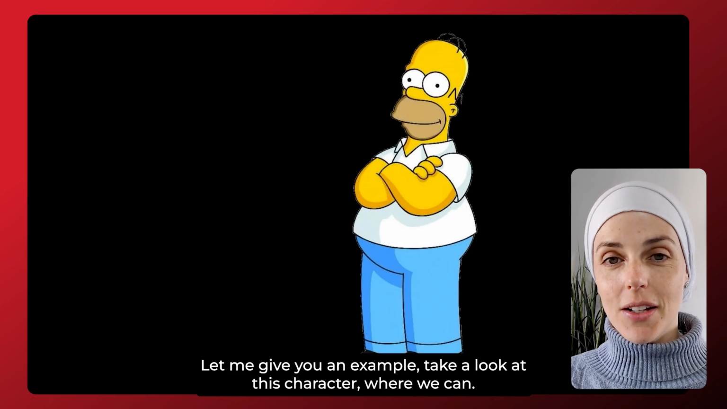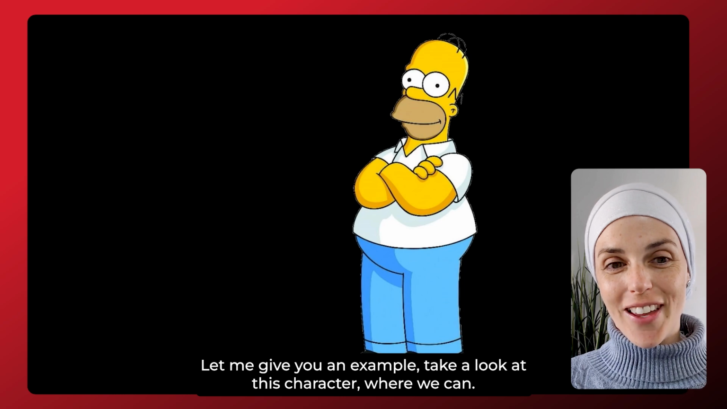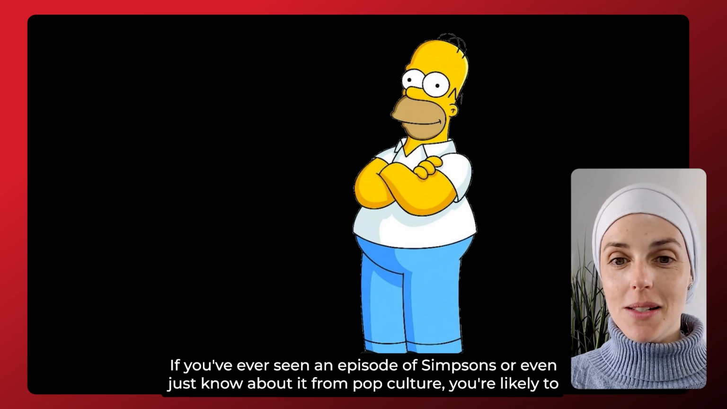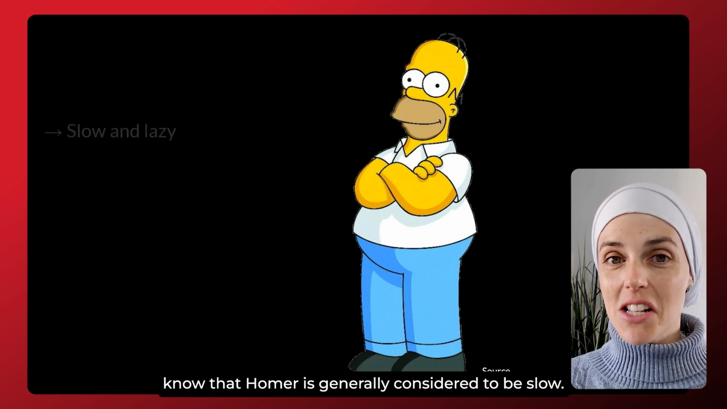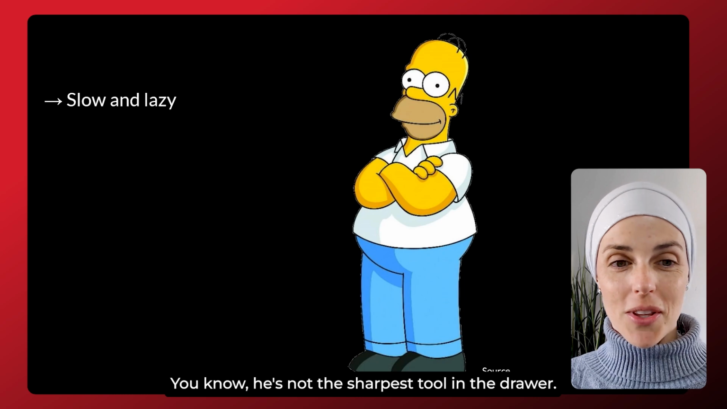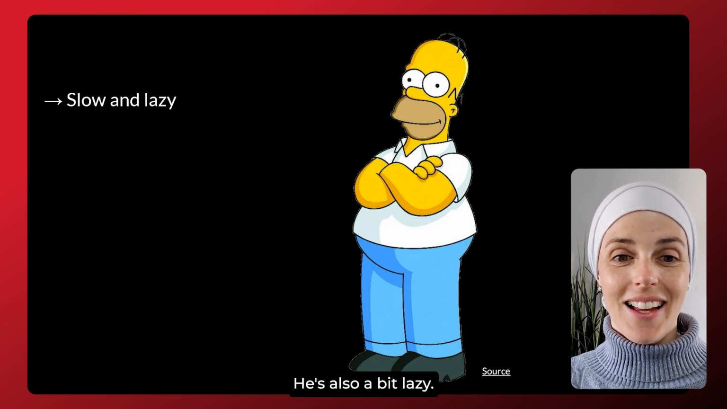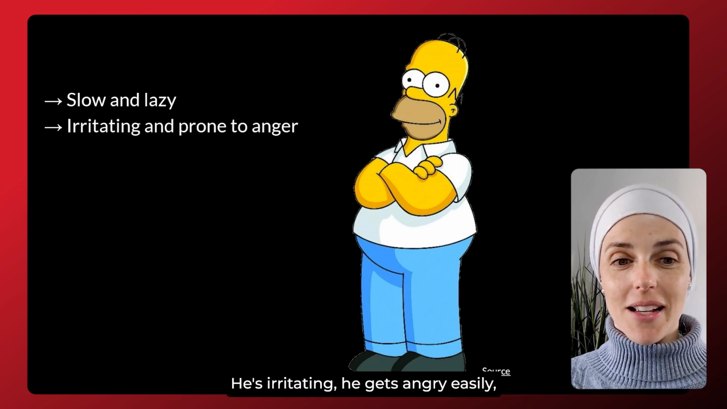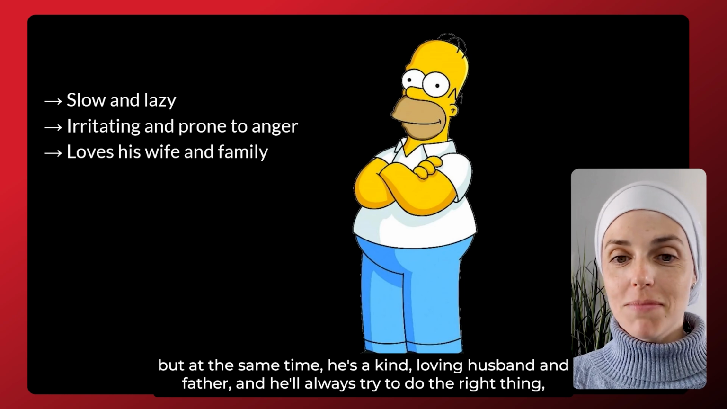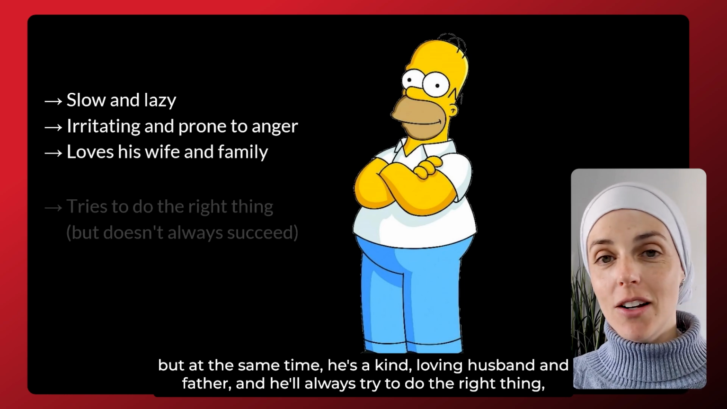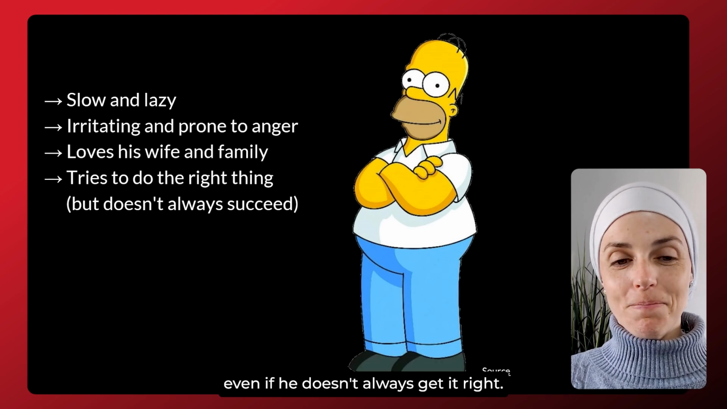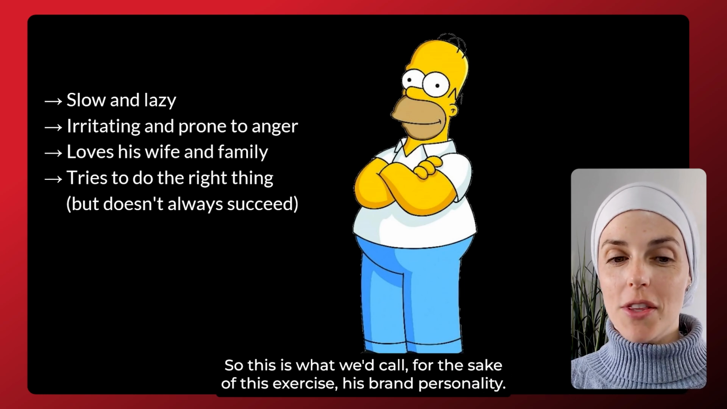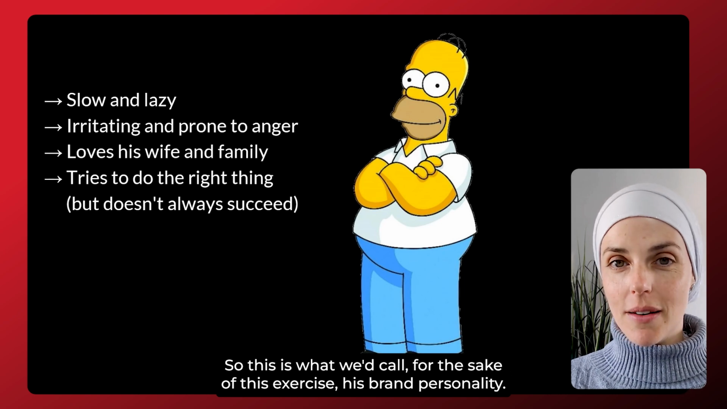Let me give you an example. Take a look at this character over here. If you've ever seen an episode of The Simpsons or even just know about it from pop culture, you're likely to know that Homer is generally considered to be slow. He's not the sharpest tool in the drawer. He's also a bit lazy. He's irritating. He gets angry easily. But at the same time, he's a kind, loving husband and father. And he'll always try to do the right thing, even if he doesn't always get it right. So this is what we call, for the sake of this exercise, his brand personality.